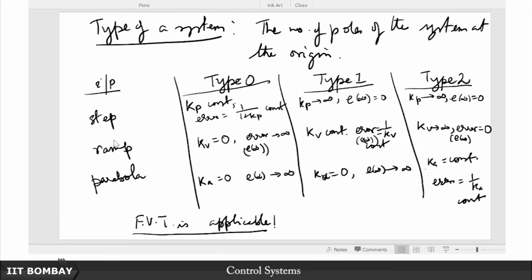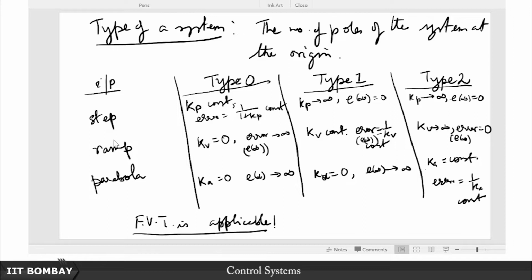Similarly, by the same token, for a parabolic input, you will see that for a type 0 system, again the steady state error is going to be infinity. For a type 1 system also, the steady state error is going to be infinity. For a type 2 system, you are going to have a constant steady state error, and for higher than type 2, only then a parabolic input will lead to 0 steady state error.